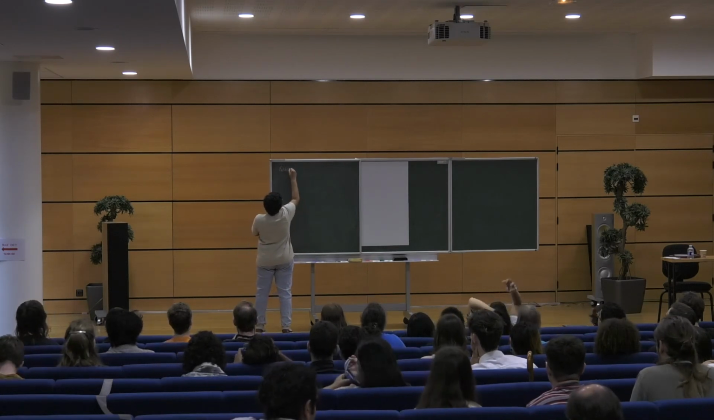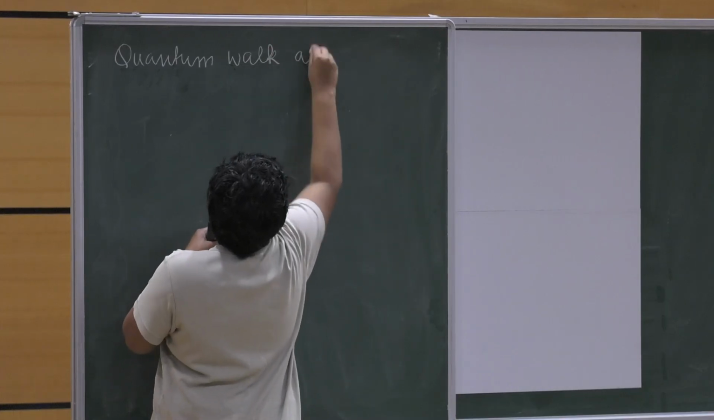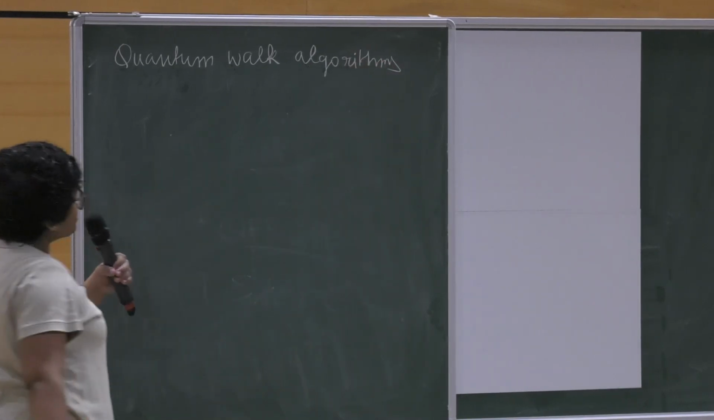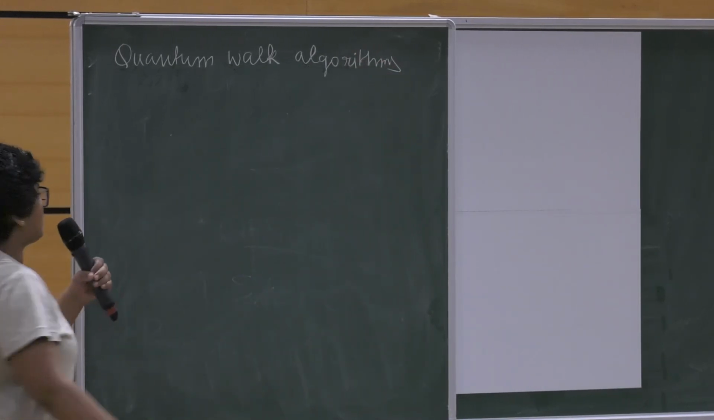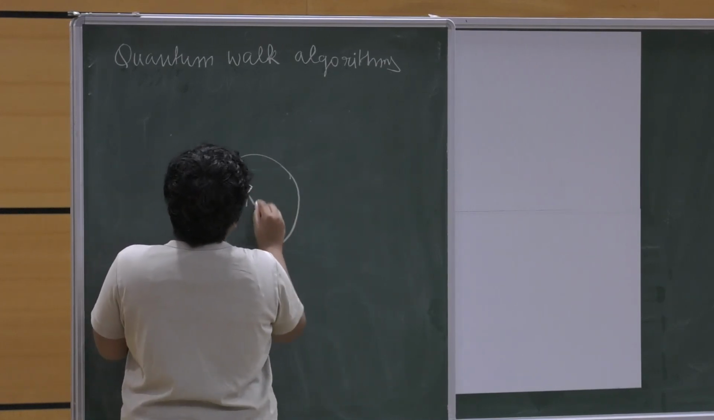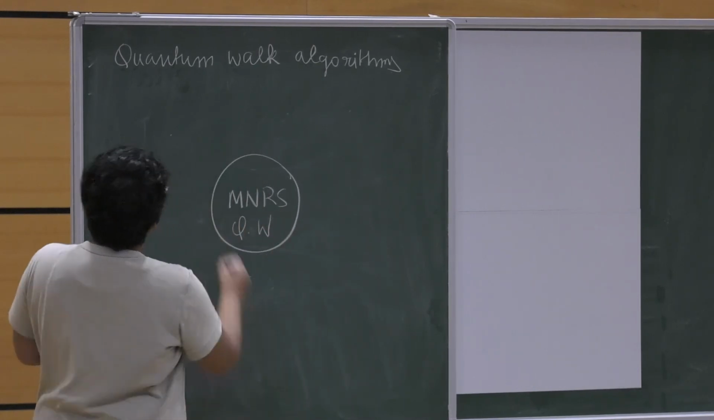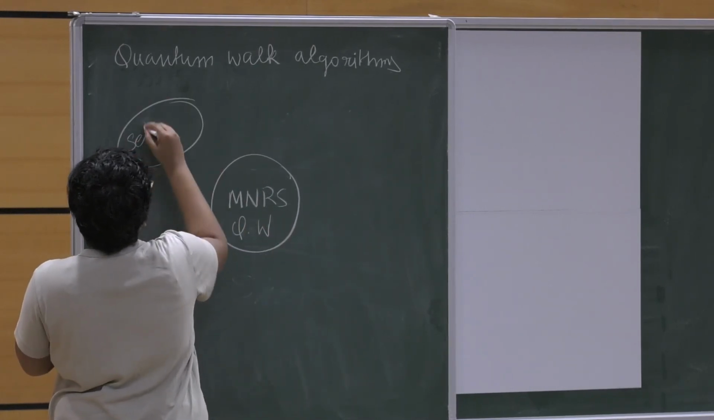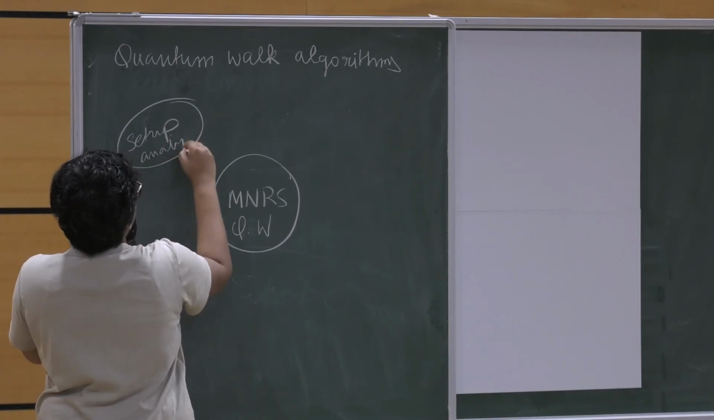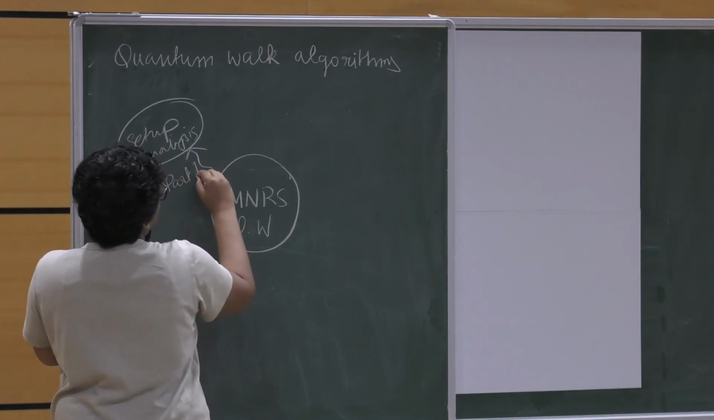I'm going to discuss something called quantum walk algorithms today. Is this visible to everyone? Perfect. Okay. So the plan is, I'll discuss something called the MNRS framework of quantum algorithms, which is walk-based. We're going to have the setup and what it looks like. All this analysis will be here. And this is going to be part 1 of our lecture.